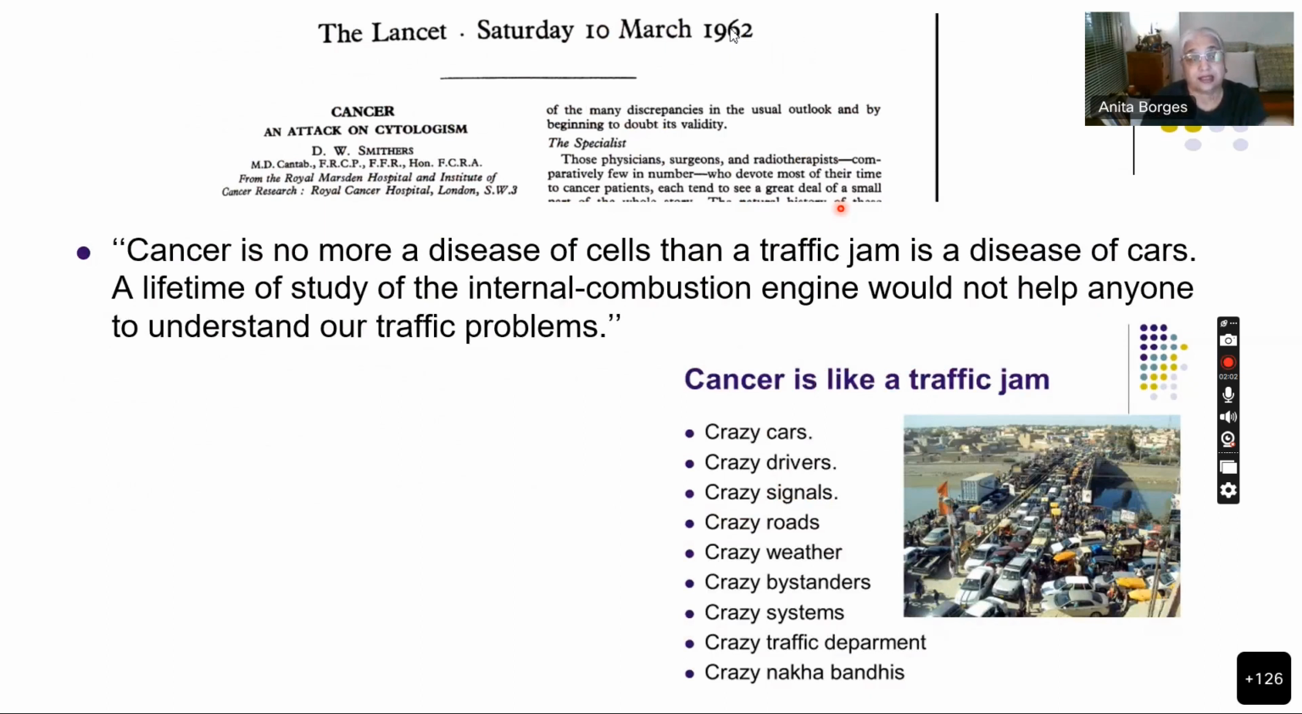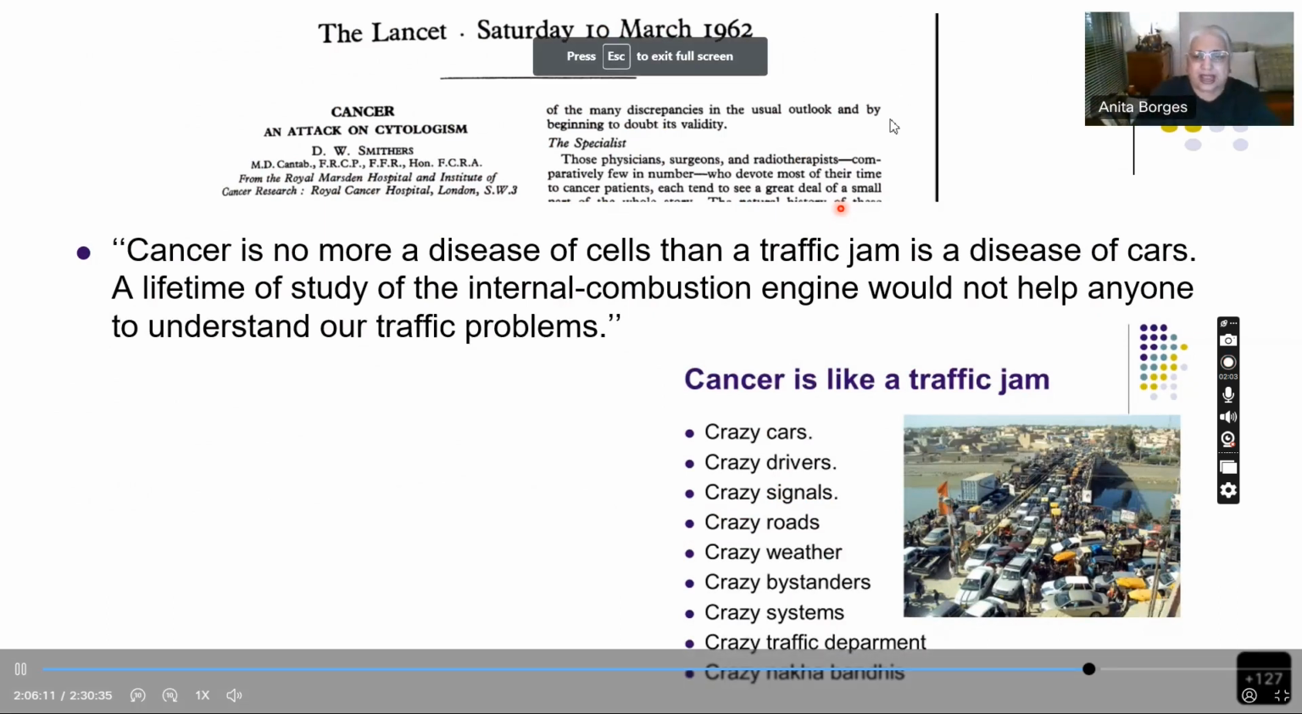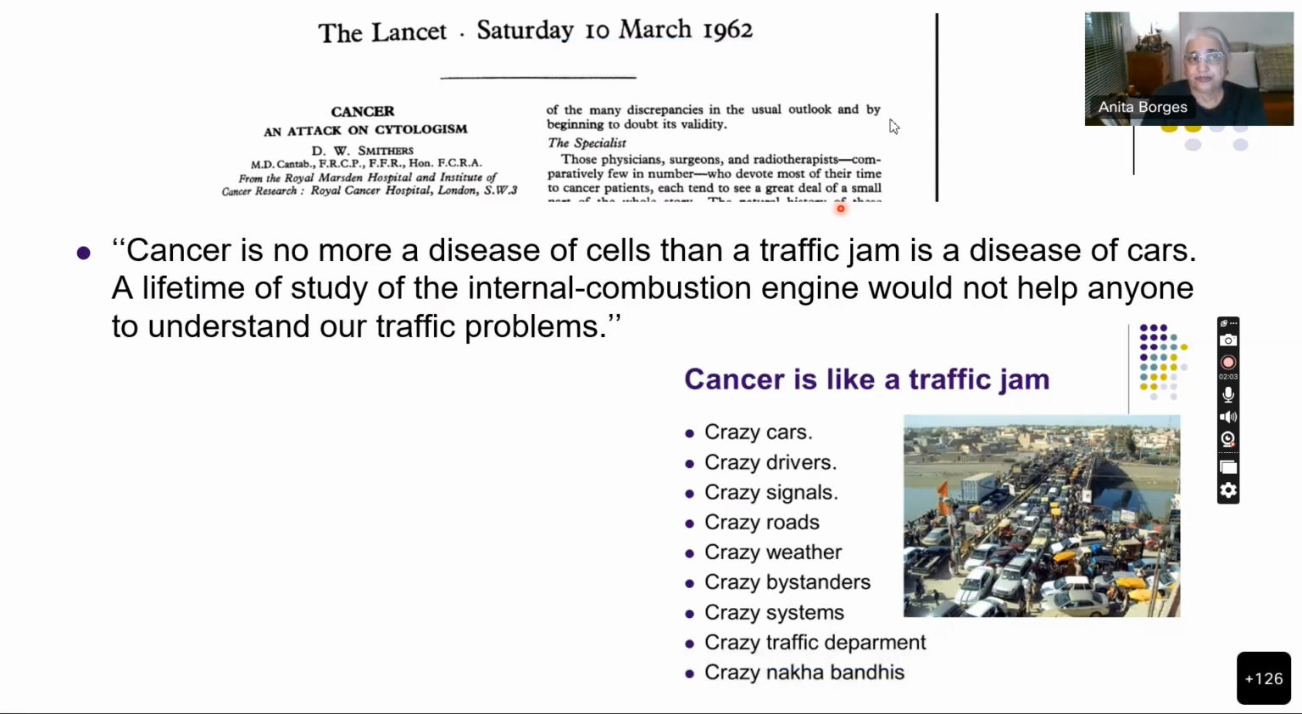And he said, which is very true, cancer is no more a disease of cells than a traffic jam is a disease of cars. You see a traffic jam, there's a whole accumulation and more cars being added to this. He said a lifetime of study of the internal combustion engine, which is what we talk about, the nucleus that is making the cells, and it's mutated and it's making the cells go crazy. We talk about rogue cells.